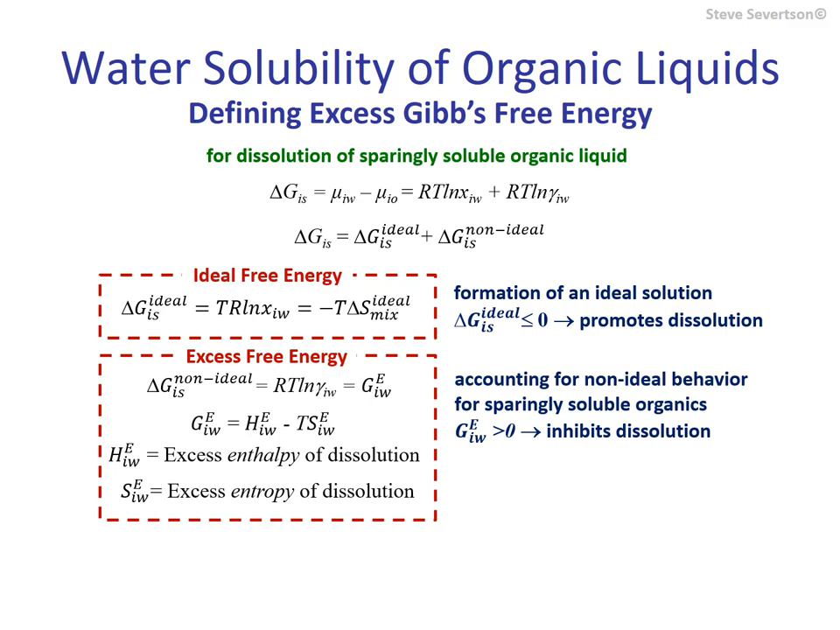This non-ideal free energy contribution is more commonly known as the excess free energy, denoted here with G_IW with the superscript capital E. It can be broken down further into excess enthalpy and excess entropy contributions, which will be discussed shortly. At equilibrium, the ideal free energy is balanced by the excess free energy. Given that the excess free energy is related to the natural log of the aqueous activity coefficient of a solute, the higher its aqueous activity coefficient, the more its dissolution is inhibited.